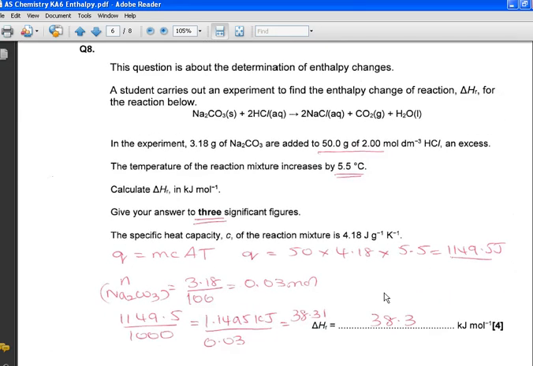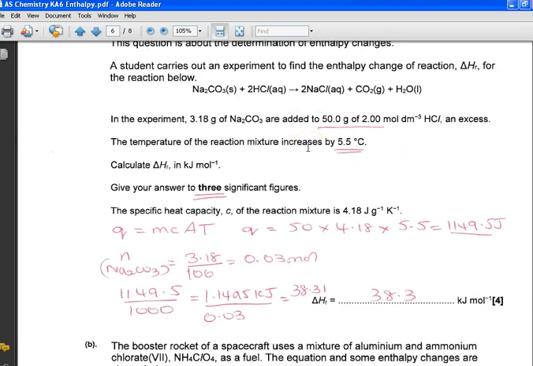Okay, question 8. This one, where are we? Yeah. Looking for Q equals mc delta T. The most important thing here, recognise it wants it to 3 significant figures. This is not a difficult calculation, but you lost a mark if you didn't give it to 3 significant figures. So if you got 38.31, you actually had the right answer, but you only got 3 marks.